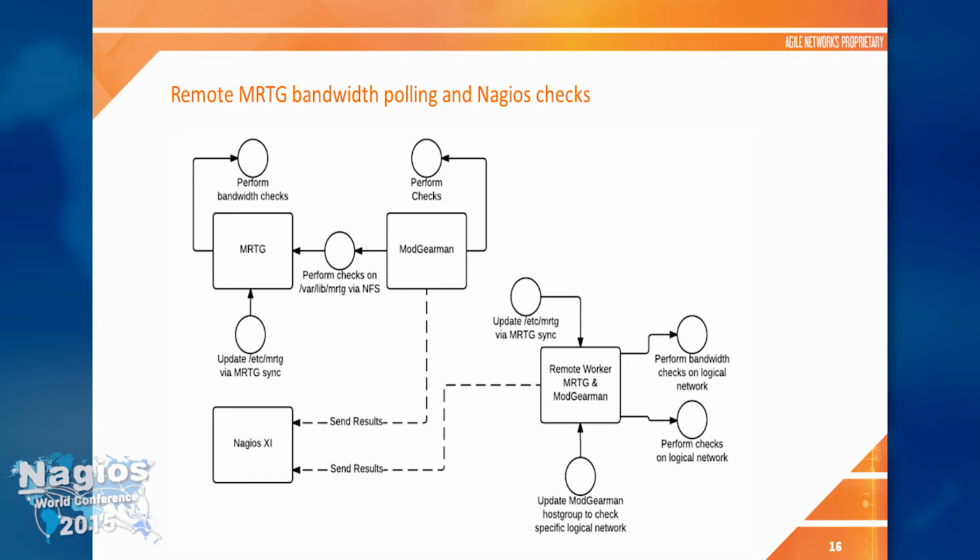So you can see here, I did my best at a technical drawing of how this works. I'm not an artist. I just do the computers, I'm sorry. So, here's our normal Mod Gearman and MRTG setup, performing bandwidth checks and regular checks, and how it gets the MRTG data back via a check RID graph or TRAF. So we update ETSI MRTG via MRTG sync on both the standard box for our core network and then for the remote workers as well. It just works.